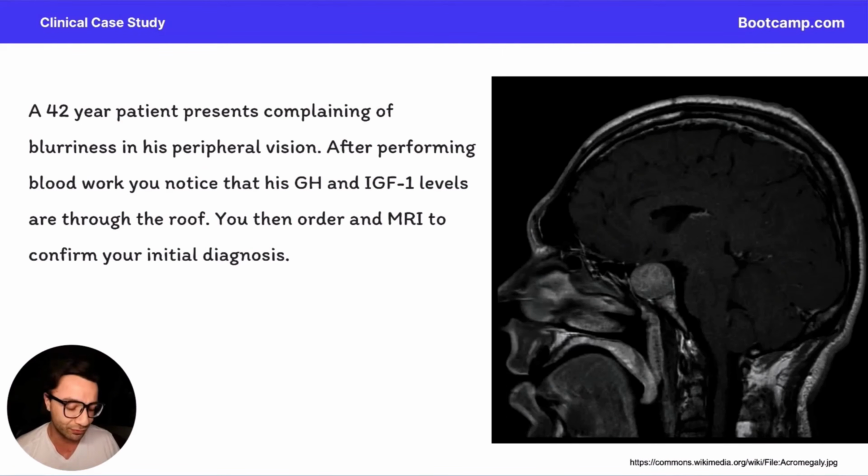In this case, we have a 42-year-old patient who's complaining of blurriness in their peripheral vision. After performing blood work, you notice that their GH and IGF-1 levels are through the roof. You then order an MRI to confirm your diagnosis. So we're going to be circling back to this case after we've gone through a couple of cranial nerves to see if we can diagnose what is going on here.